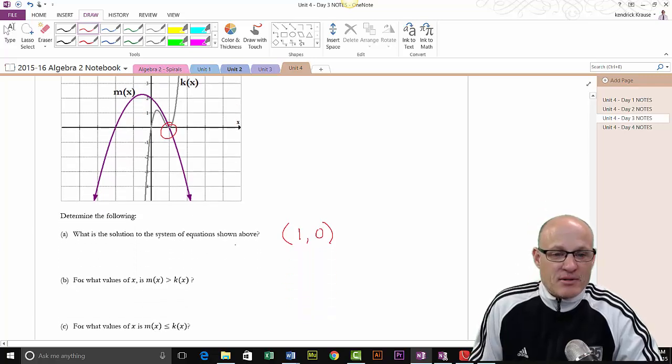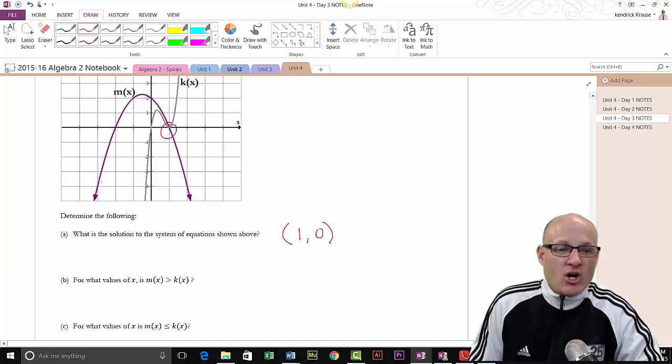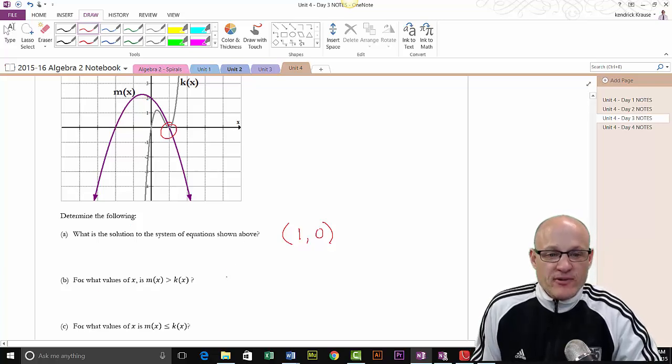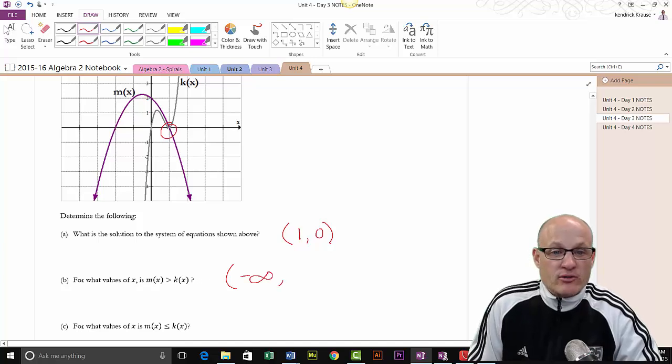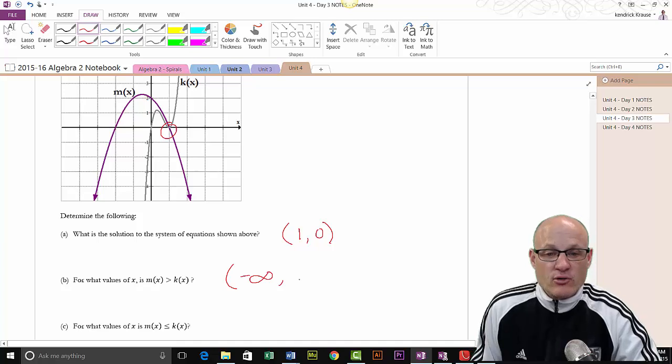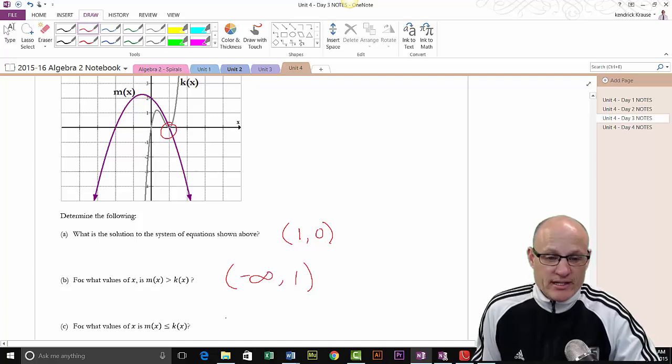For what values of x is m of x greater than k of x? Where is it above? Well, it's always above here. It's above because this one's way down here. So from -infinity all the way up to, at this point they're equal, and then k becomes above. So all the way up to 1, but not including 1. For what values of x is m of x less than or equal to k of x? It's less than or equal to k starting at 1 and going off to infinity. And is that it? I think that's it.